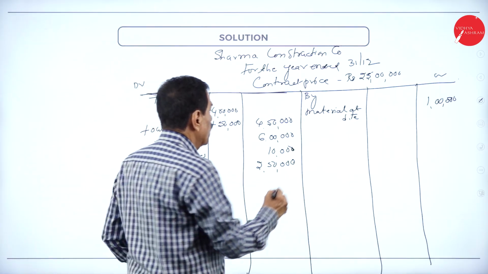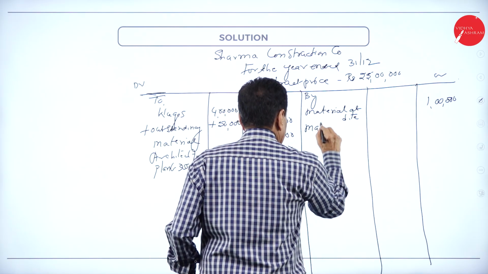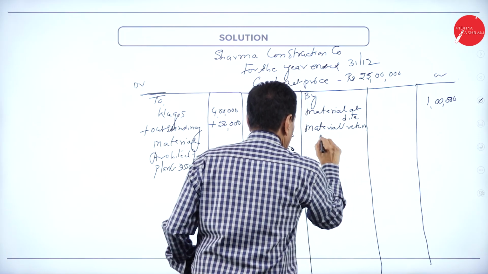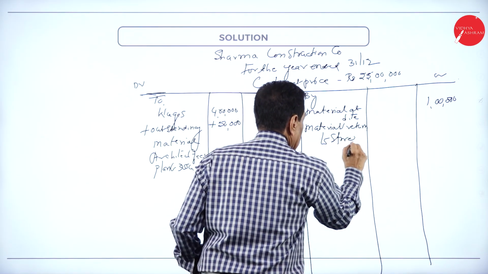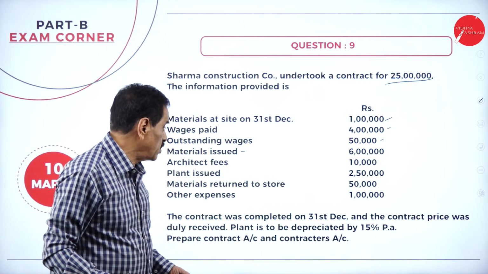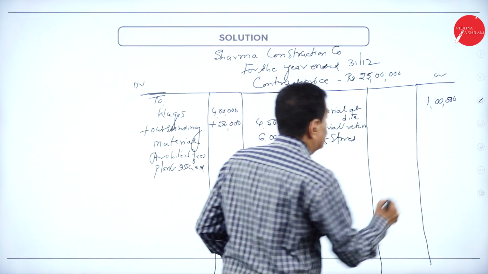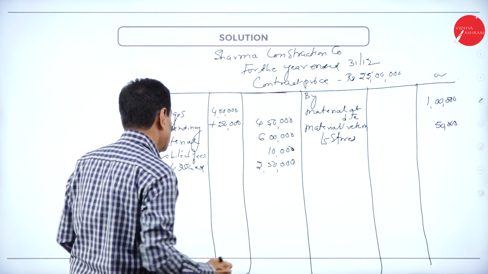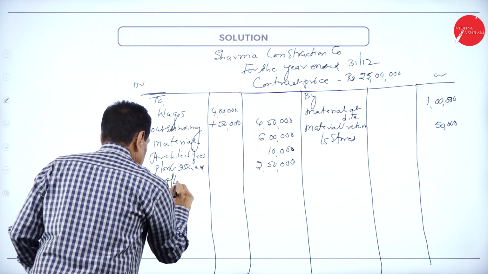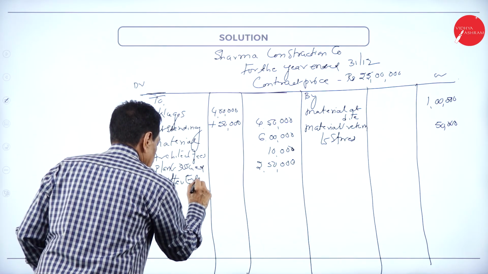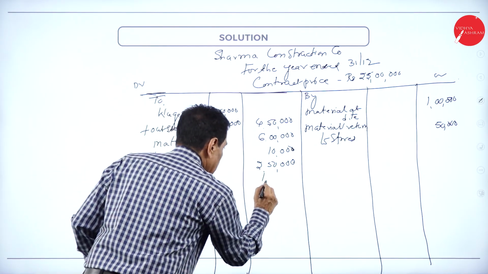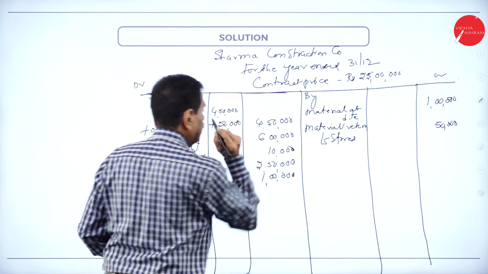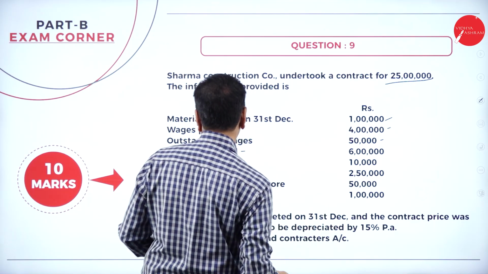Material returned to store by materials, 50,000. Then other expenses, 1 lakh. Other expenses 1 lakh. Plant depreciated by 15%.